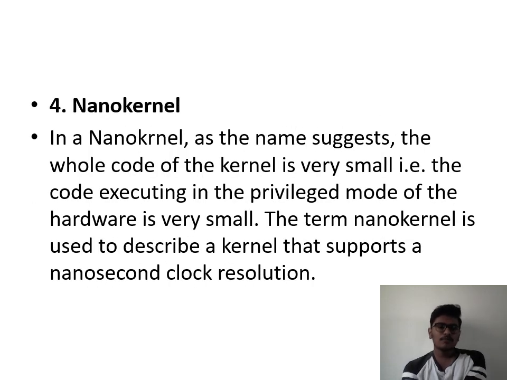Coming to another type, the nano kernel. In a nano kernel, as the name suggests, the whole code of the kernel is very small. That is, the code executing in the privileged mode of the hardware is very small. The term nano kernel is used to describe a kernel that supports a nanosecond clock resolution. This is about the nano kernel, and in the previous slide we discussed the hybrid kernel, which is the combination of a microkernel and a monolithic kernel. So let us see another type of kernel, the last type.